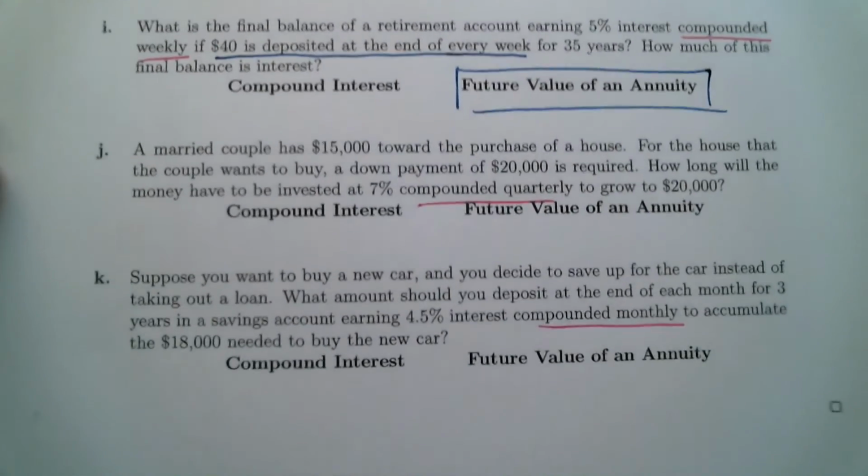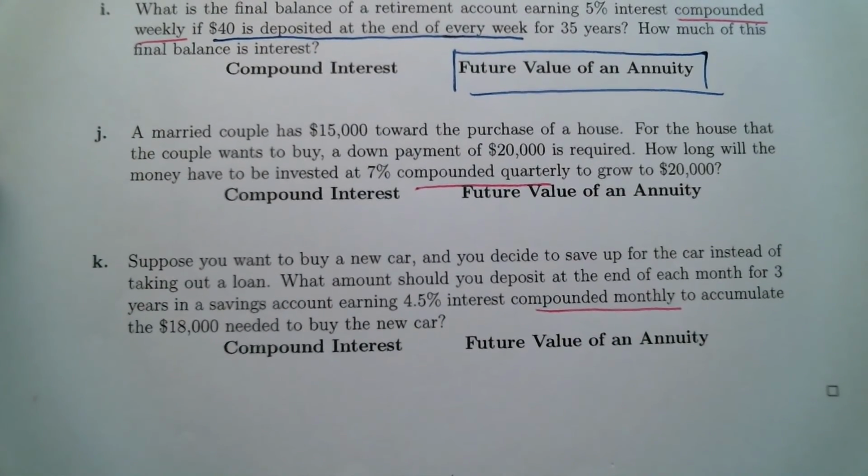J, a married couple has $15,000 towards the purchase of a house. For the house that the couple wants to buy, a down payment of $20,000 is required. How long will the money have to be invested at 7% compounded quarterly to grow to $20,000? So this is a similar kind of situation as H, where you're saving for a down payment on a house, but it's a little bit different here.